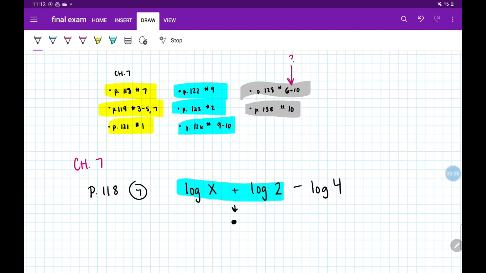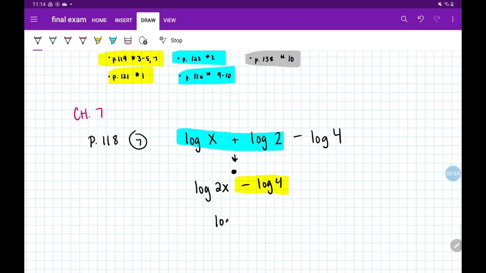You can write this as 1 log and multiply the 2 and the x. Then this subtraction is the quotient property. So I could put 4 underneath. When you subtract the same logs, it leads to a quotient if you want to condense.